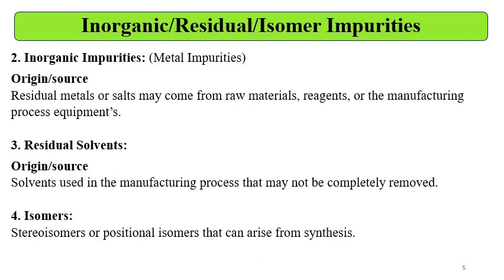Then inorganic impurities, residual impurities, and isomeric impurities will be there. Inorganic impurities are mainly the heavy metal type of impurities like arsenic, mercury, and lead. So these are heavy metal impurities. Generally, the residual metals or salts may come from the raw materials or reagents or from the manufacturing process equipment. So these are also known as metal impurities.